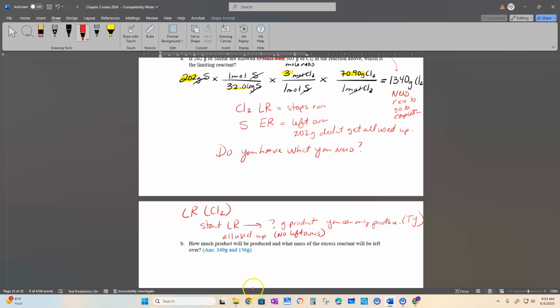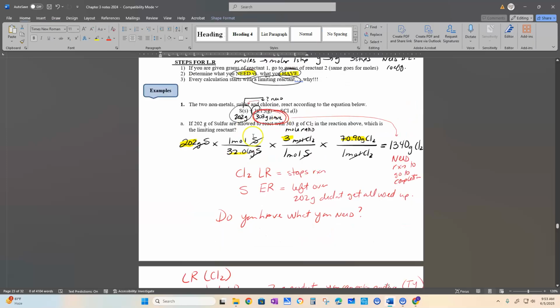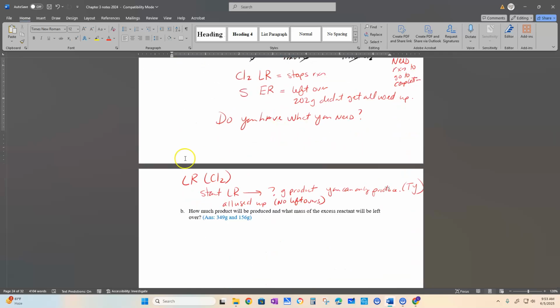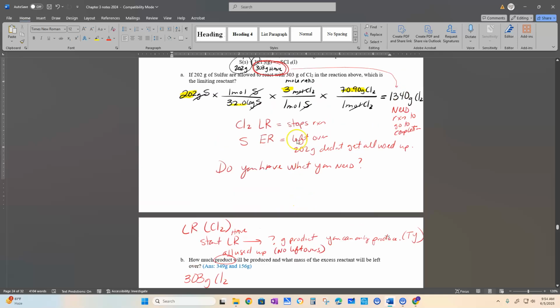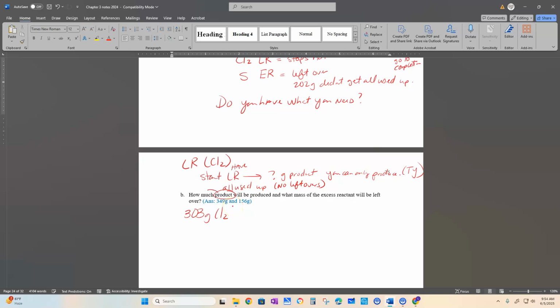So I'm going to start with my chlorine. And remember, you're starting with what you have. So for chlorine, I have 303 grams because that's what I have. So with my limiting starting, for my chlorine, I'm going to start with what I have. So 303 grams of chlorine. And my product, according to my balanced equation, is this SCl6. So my product, I'm just making myself a note, SCl6. So grams, get rid of the grams of chlorine, 1 mole. And remember, this is diatomic chlorine, so 70.90.